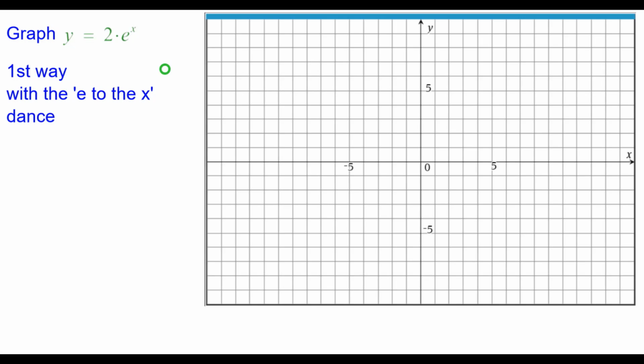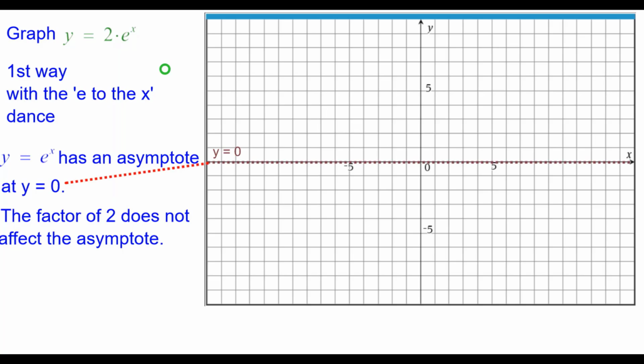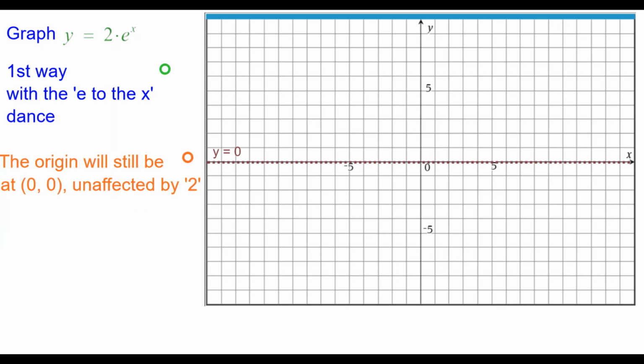The first way is with the e to the x dance. Y equals e to the x has an asymptote at y equals 0. The factor of 2 here does not affect the asymptote. So we'll go ahead and draw that in, y equals 0 or the x-axis. The origin will also be unaffected by that factor of 2. And we're going to plot all our points relative to the origin.